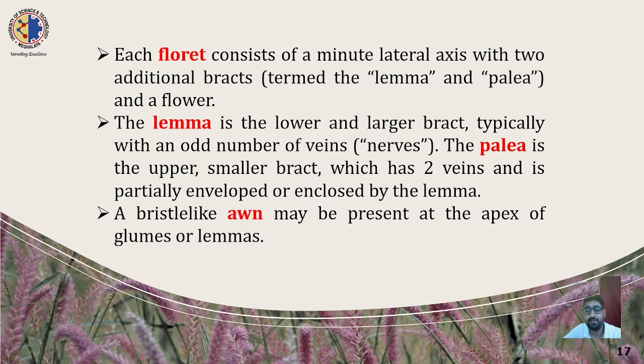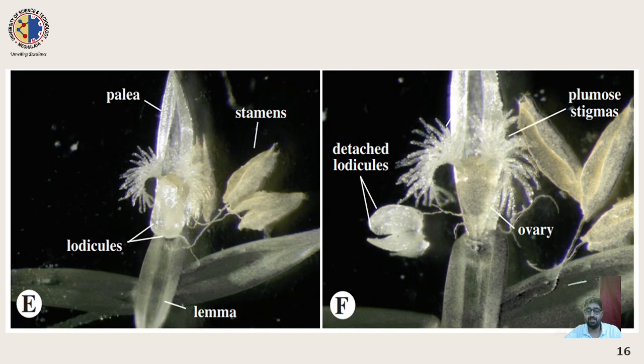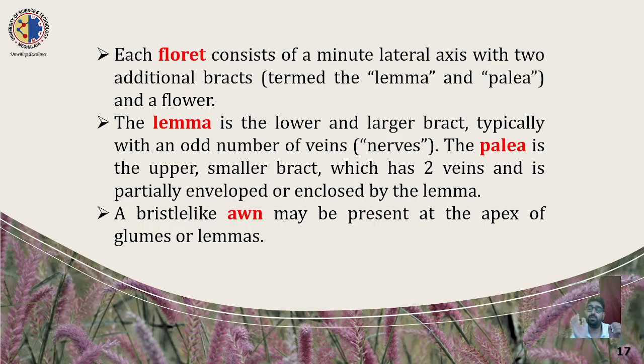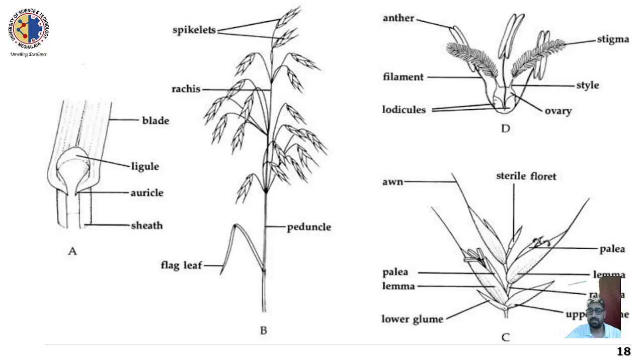But after that, if you see a single floret, you will find two small additional bracts. One is lemma and another one is palea. So the difference between lemma and palea is, lemma is the lower and large bract, typically with an odd number of veins, and the palea is the upper and smaller bract, which has only two veins and is partially enveloped or enclosed by the lemma. And the bristle-like awn is present at the apex of glumes as well as lemmas.